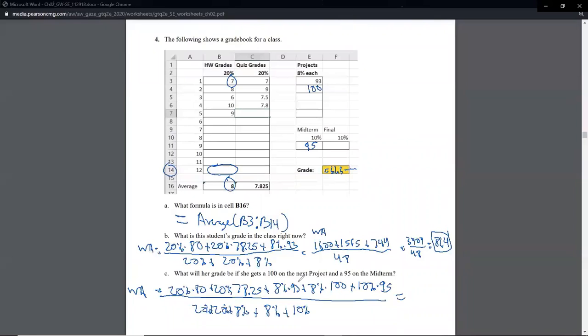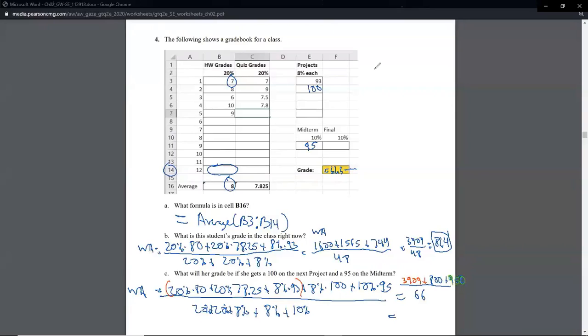Let me do this. This number right here, we already know that was the 3909. That's not going to change. But the 8% times the 100 is going to be 800. The 10% times 95 is just going to be plus 950. Then divided by, the bottom was 48, plus another 8 is 56, plus 10 is 66. So again, that's 3909 plus 800 plus 950. There, that looks a little better.